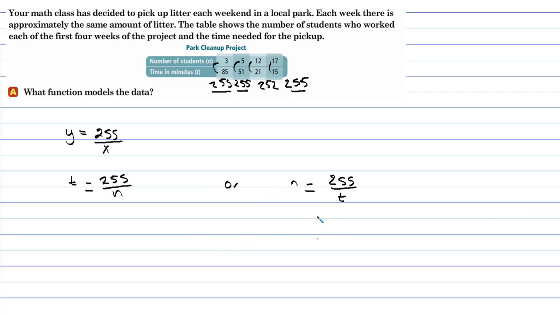So what if they ask how many students would it need to take if they weren't able to get it all completed in 30 minutes? Then you would take the 255, you need this model because you would want to find the number of students. So you take 255 divided by 30, and you'd find that N was 8.5. We can't have a partial student, so it'd be 9 students.